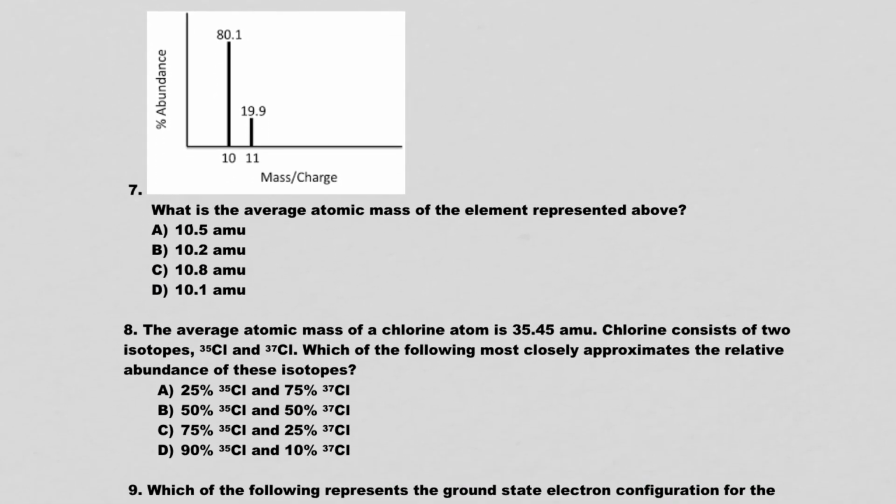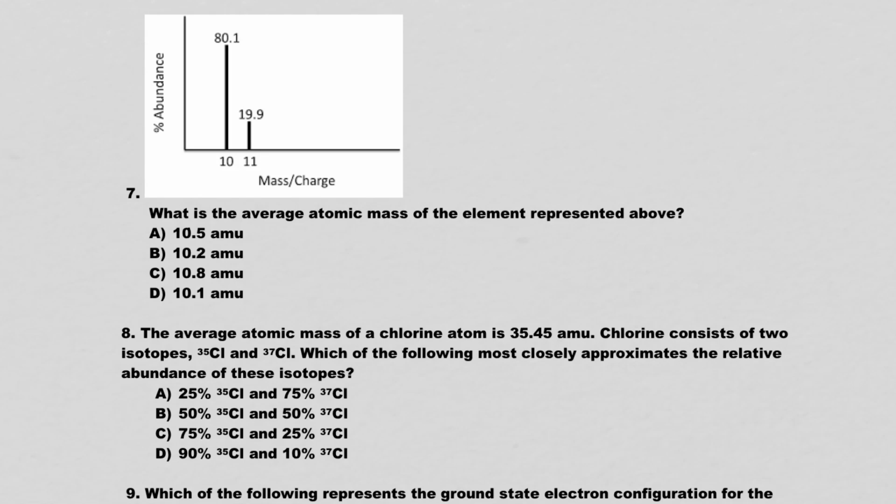Looking at 7, what is the average atomic mass of the elements represented above? And remember, when we talk about average atomic mass, these are weighted averages based on the abundance of isotopes. So notice we have 2 different isotopes here. We have one that has a mass of 10, one of 11, and we can tell based on these percents of 80 versus about 20% that the mass of 10 isotope is extremely abundant compared to the one that's about 20%, which is a mass of 11.